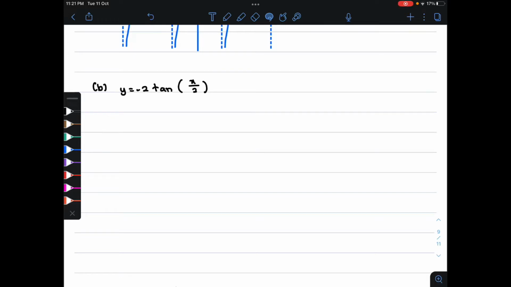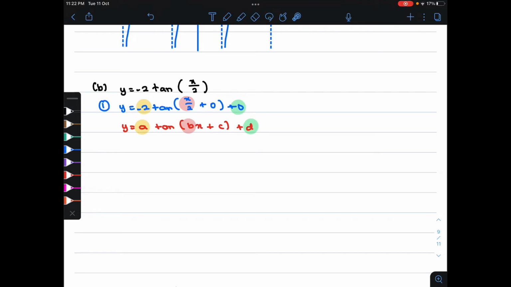Let's try and do the last question of chapter 5. So we have y equal to -2 tan x over 2. So here we can see that we're going to have plus 0 at the back. So that will be our first step. So a is -2, b is 1 over 2.